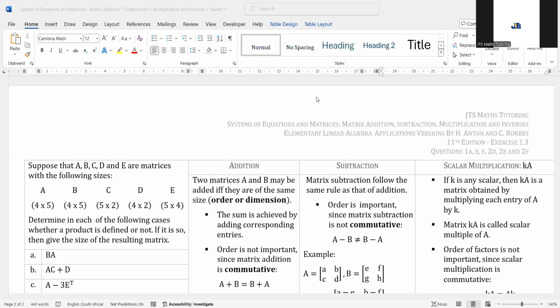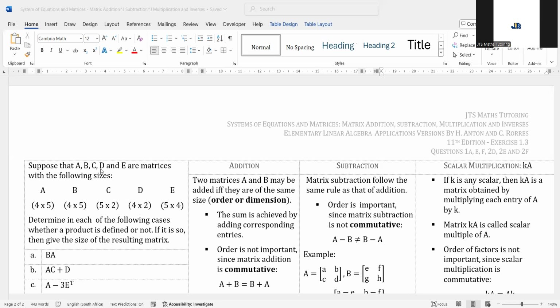Today, we are going to be looking at matrices: how to add matrices, how to subtract matrices, and how to multiply matrices. And to demonstrate this concept, we have taken a question from Elementary Linear Algebra, Applications Version, 11th edition by Howard Anton and Rorres. This question is under exercise 1.3.